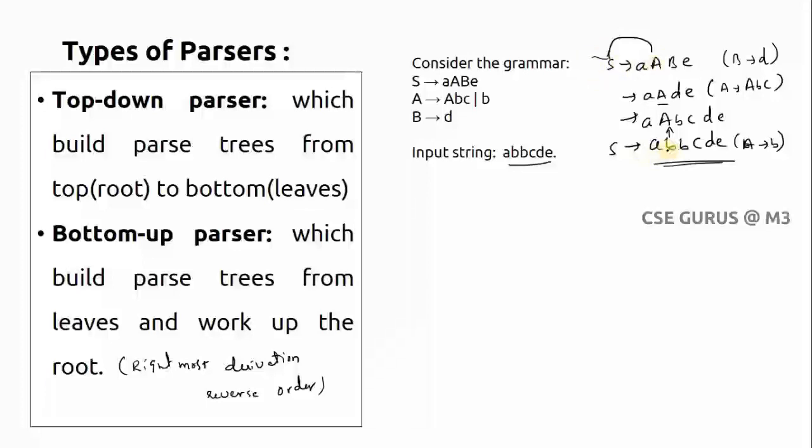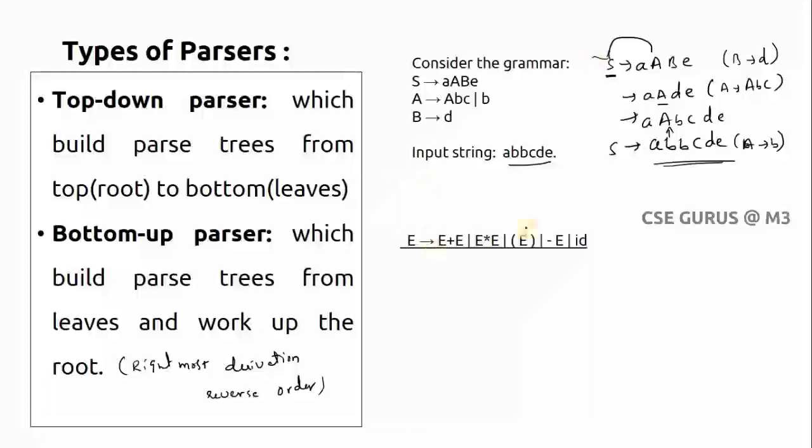This is what we call bottom-up parsing. In bottom-up parsing, first you start with the string and you finally have to get the root node, or start symbol as you call it. We'll take another example.